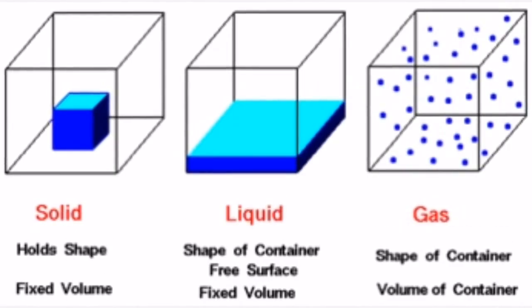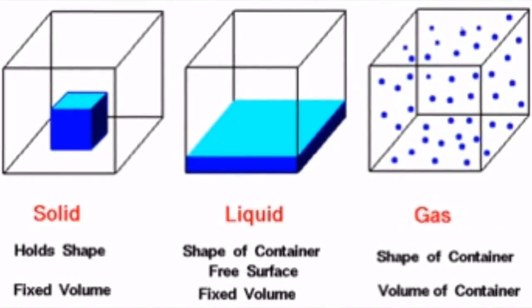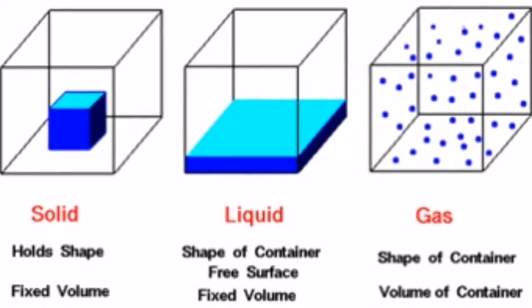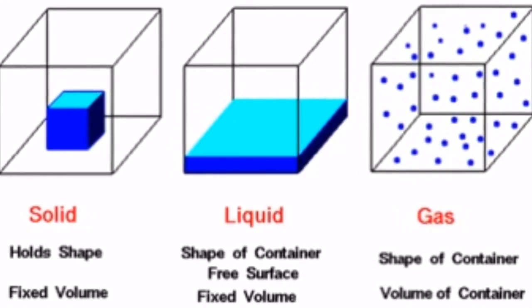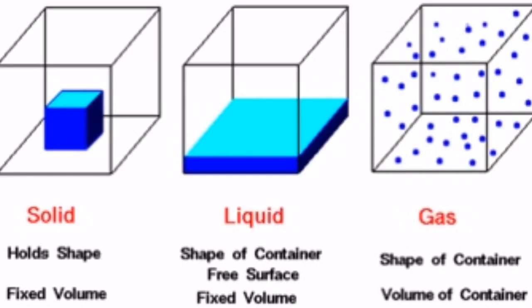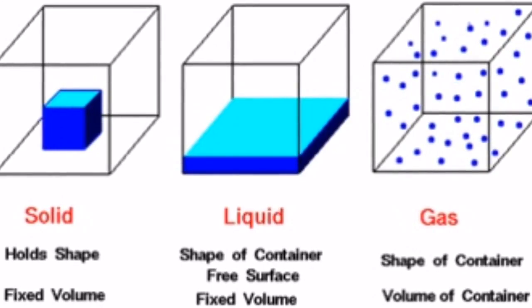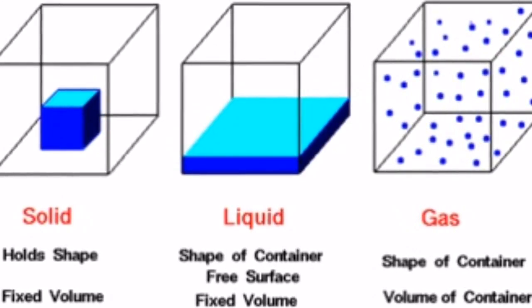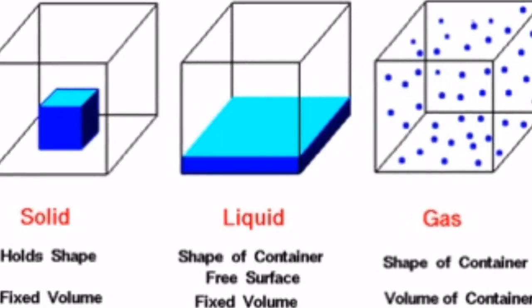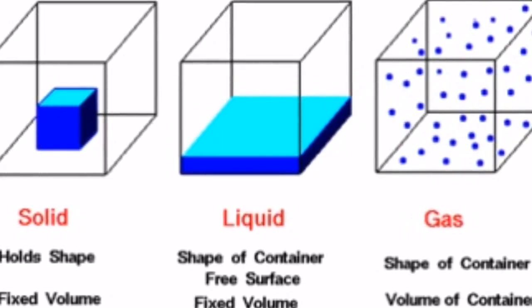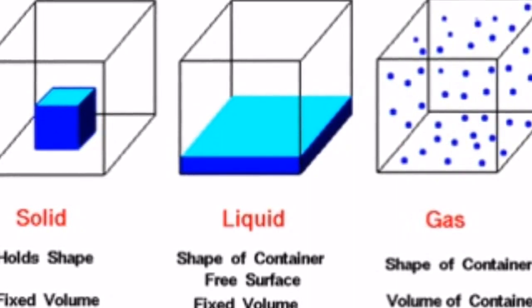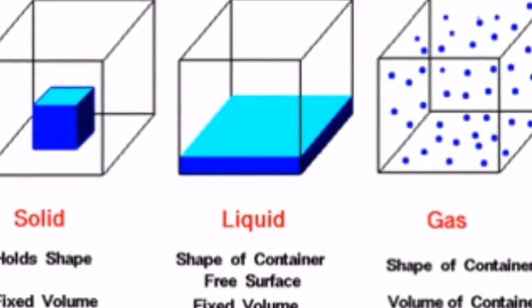The diagrams above show the arrangement of particles in a solid, liquid, and a gas. In a solid, the particles are in a fixed position, they vibrate around a fixed position. In a liquid, they can move around, but they're still very close to each other. And in a gas, it shows that those particles can spread out to fill the container.